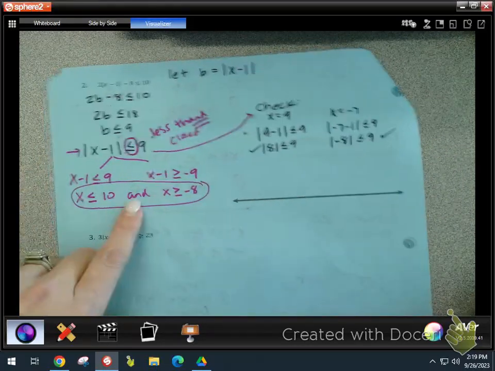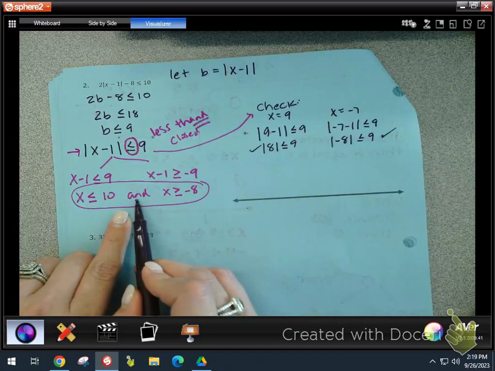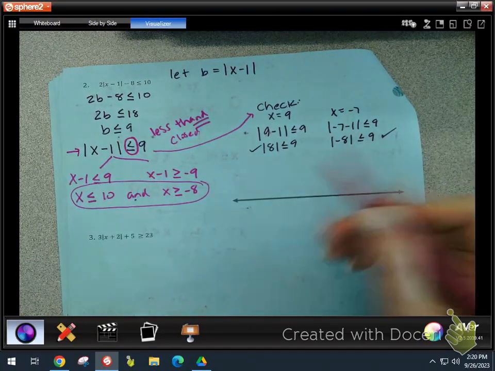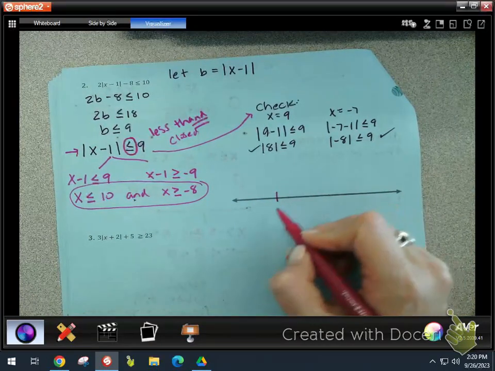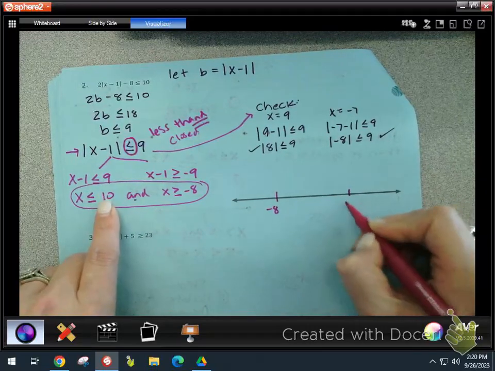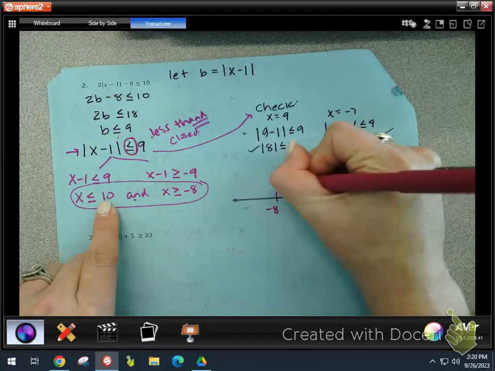Okay, can I type this in Delta Math because of this "and"? No, so I'm going to rewrite it, but I'm going to do the number line first. What's the smaller of the two numbers? Negative 8. What's the larger? What kind of circles? Closed.